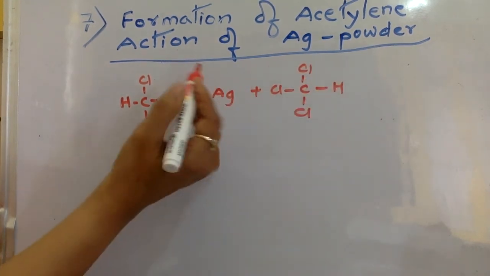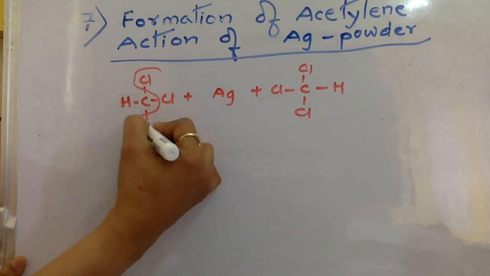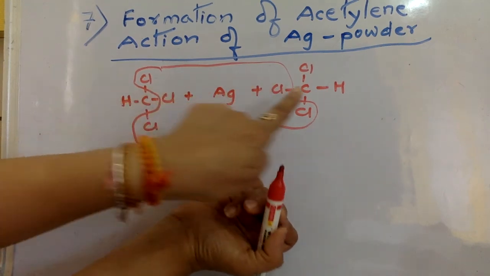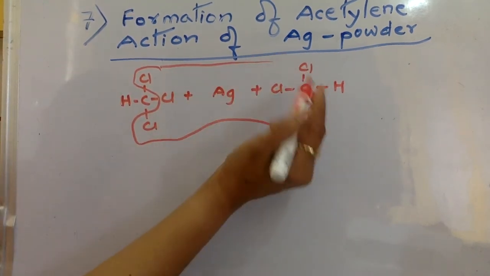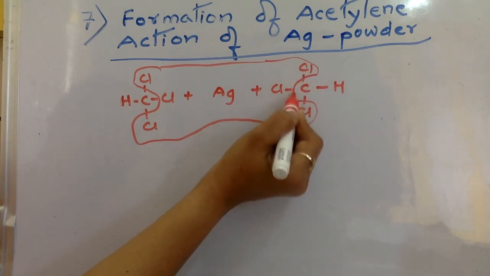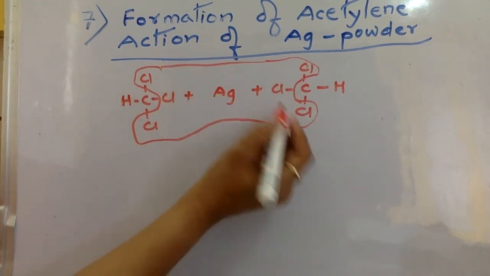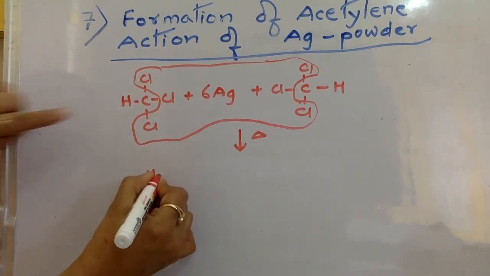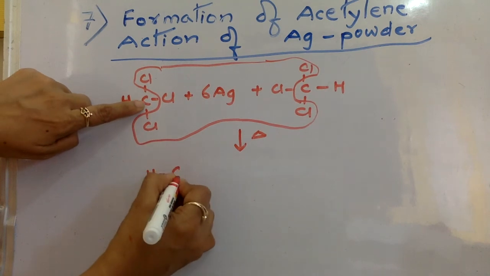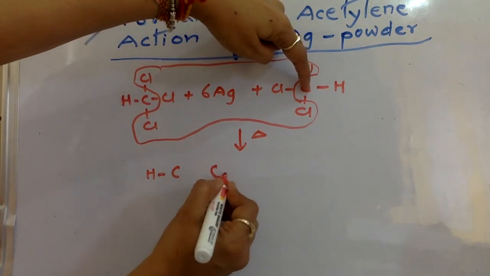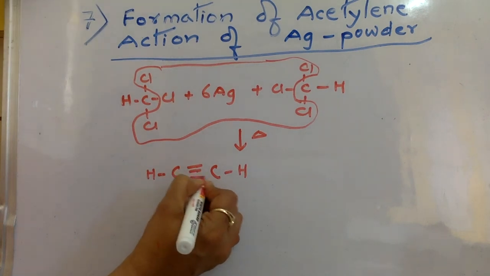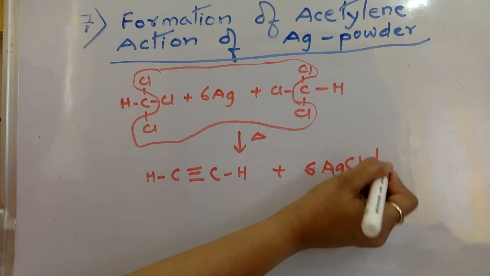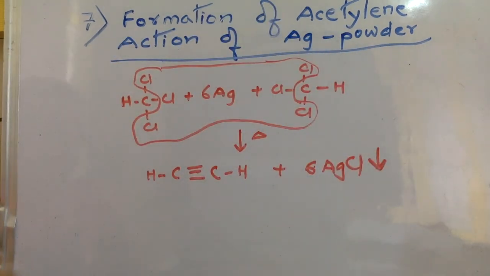See, it is so clear. If you look at it carefully, if you remove this part, this is acetylene, HC triple bond CH. For the 6 Cl we need 6 Ag. On heating, we get HC triple bond CH plus 6 AgCl precipitate, shown by the arrow pointing downward.